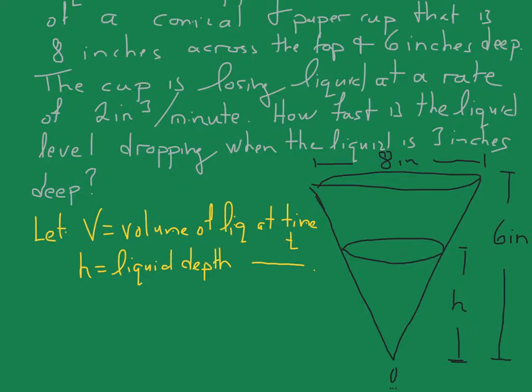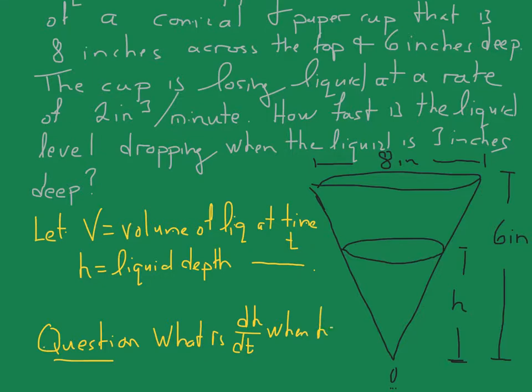So first of all, what are we being asked? We're being asked how fast is the liquid level dropping when the liquid is 3 inches deep. So in other words, how fast is this liquid level h changing when h is equal to 3 inches. So that's our question. Okay, so here we go. Write that down. I'll leave a little space, as I said, in case I need to introduce more variables. You never know. So our question is, what is dh/dt when the liquid level was 3 inches deep, so when h is equal to 3 inches.